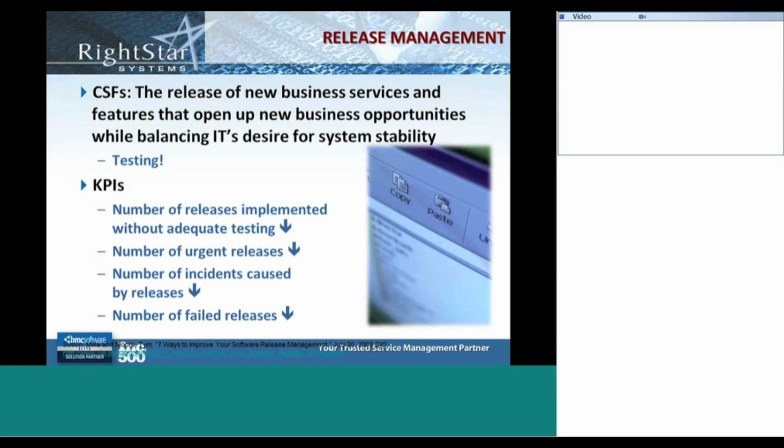Release management. If we are focused on good release management, again, similar to change management, we want to make sure we're being responsive to the organization. Testing is a key component of release management, testing and training as well. So we want to be sure that our releases are being implemented with adequate testing. We want to make sure that we are not having releases that fail or need to be rolled back.